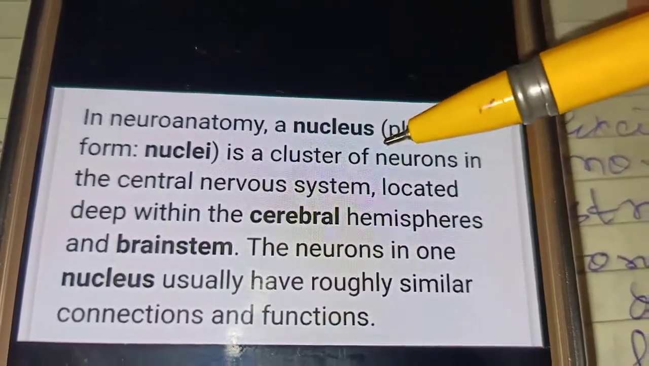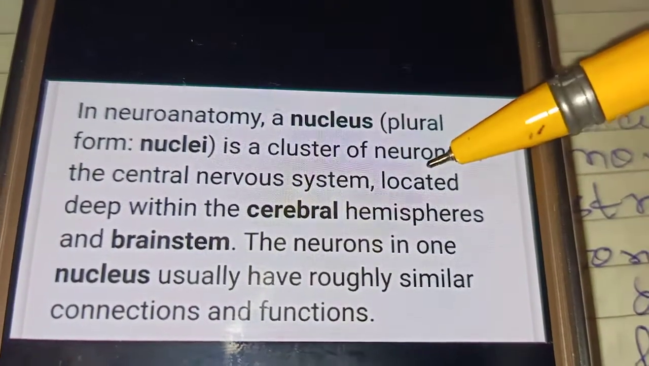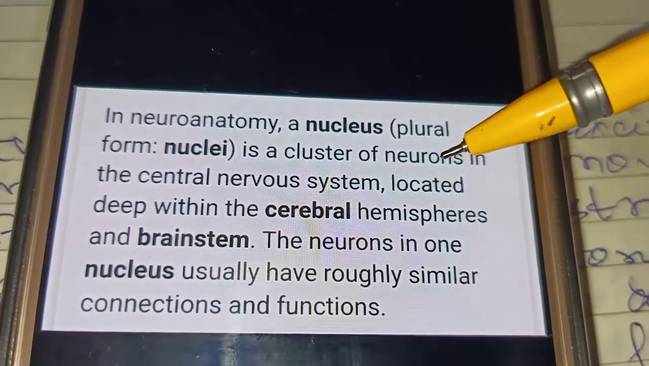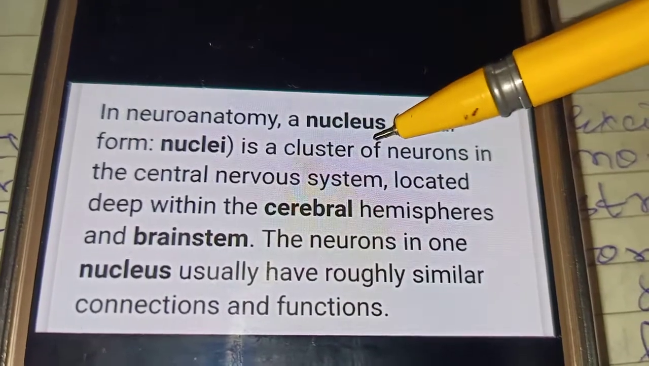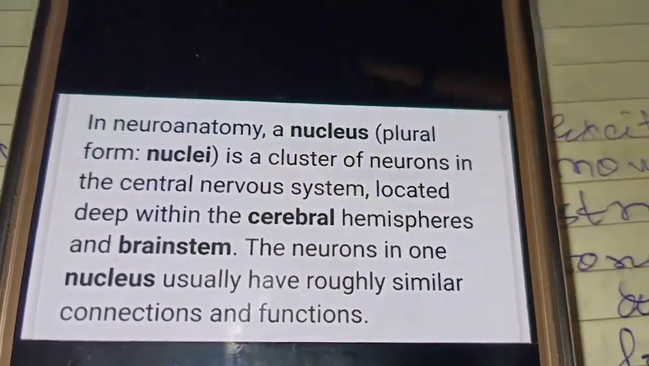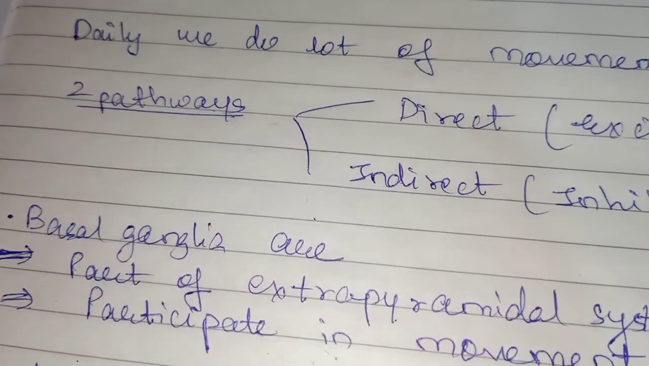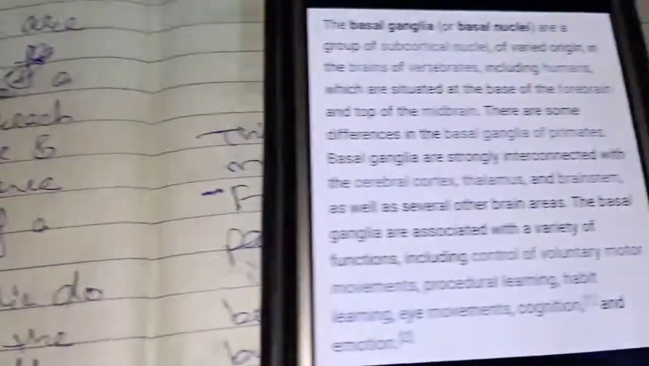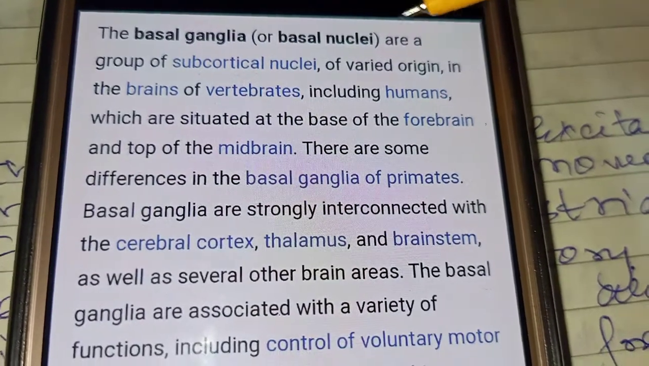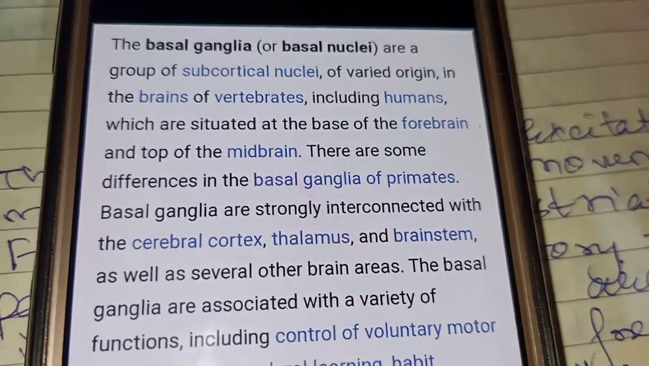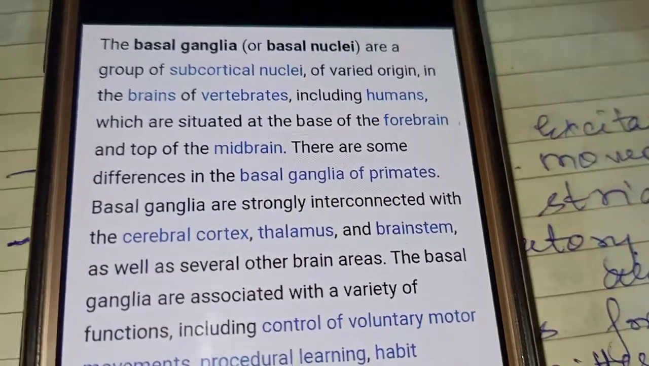So nuclei are nothing but clusters of neurons, and you know the neurons are the functional and structural unit of the central nervous system. So one nucleus consists of a cluster of neurons. Now what is basal ganglia? Basal ganglia are a group of subcortical nuclei of varied origin in the brains of vertebrates including humans, which are situated at the base of the forebrain and the top of the midbrain.